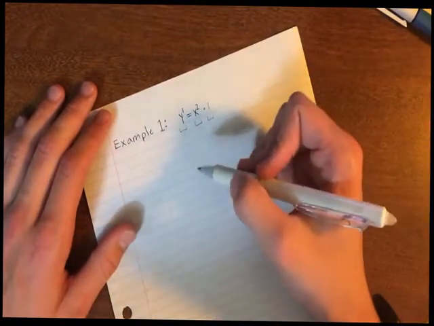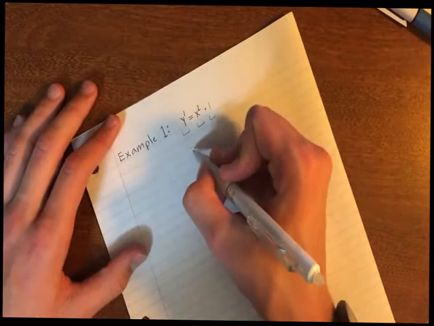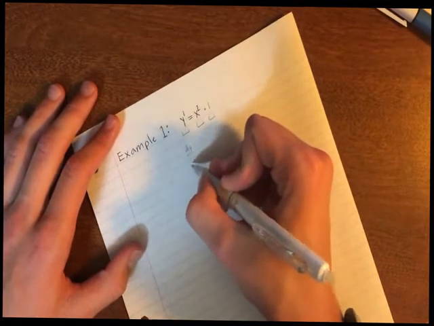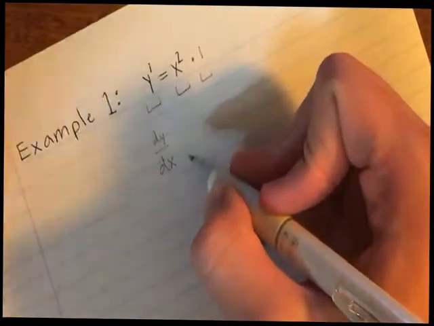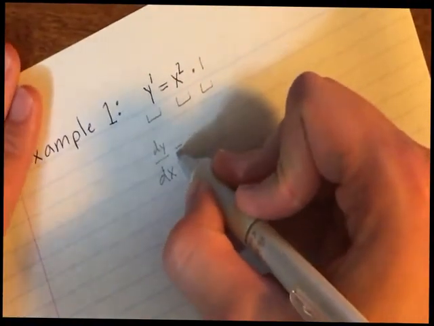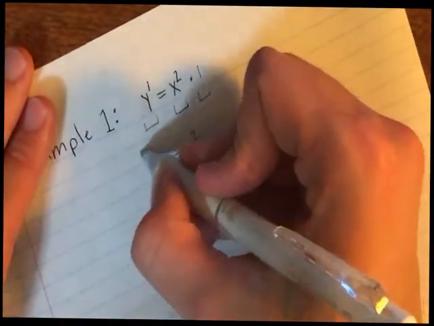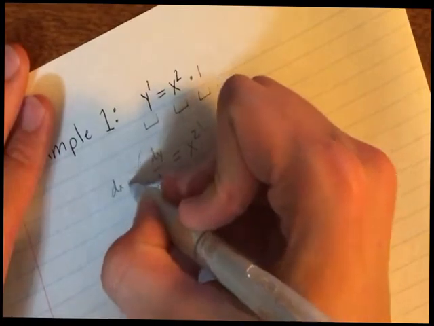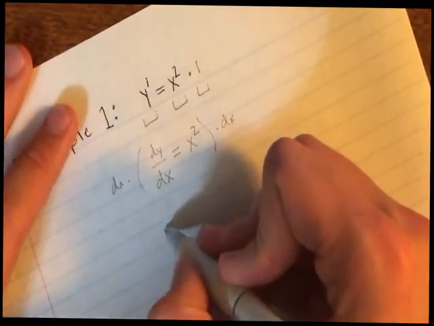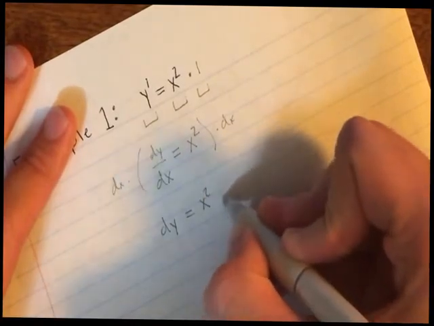So because it is already in this form, we will convert it to dy dx. Let me zoom in. dy dx equals x squared, right? So we multiply both sides by dx to get all the y's on one side and the x's on the other side.